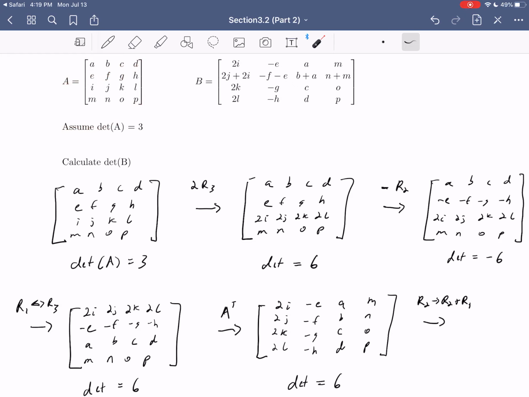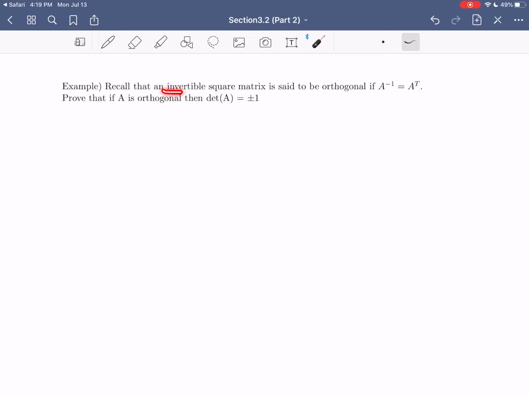Again, this is more just to make sure that you understand and can manipulate using the different properties for the determinant that we've established. All right, let's wrap up section 3.2 by proving a little result about those special orthogonal matrices that we mentioned back in 3.1. Recall that an invertible square matrix is said to be orthogonal if its inverse is equivalent to its transpose. We're going to prove that if A is orthogonal, then its determinant is equal to plus or minus 1. Notice that the determinant is non-zero because orthogonal matrices, by definition, have an inverse. But we'd like to prove specifically that not only is it non-zero, but it must be plus or minus 1.